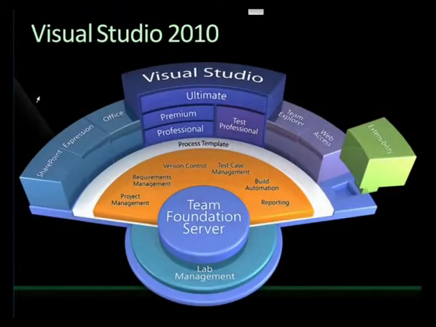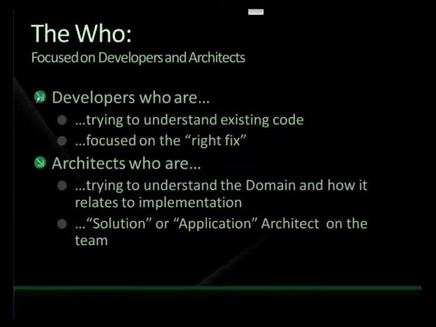Today we're going to be talking about the architecture capabilities in the Visual Studio environment. I'm specifically going to be focusing on this particular edition called Visual Studio Ultimate that you actually see on this slide right at the top. Architecture capabilities are available in the Ultimate edition of Visual Studio 2010. In terms of the target audience, this is really focused on the developers and the architects.